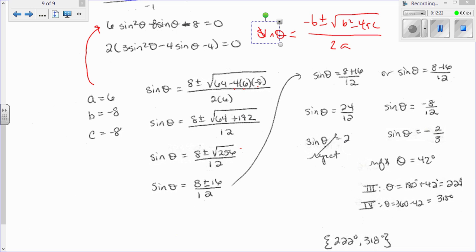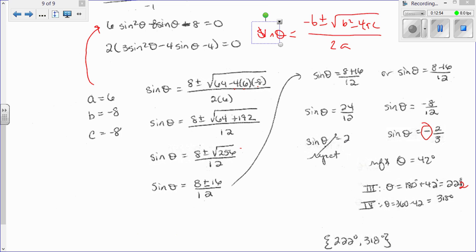And remember, for sine and cosine, everything has to be between negative 1 and 1. And 2 is not between negative 1 and 1, so we reject the 2. And we have 8 minus 16 over 12. We get negative 8 over 12. So I get sine theta equals negative 2/3. My reference angle is 42. Sine is negative in quadrants 3 and 4. So we have 222 and 318.